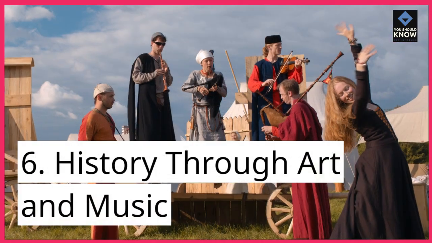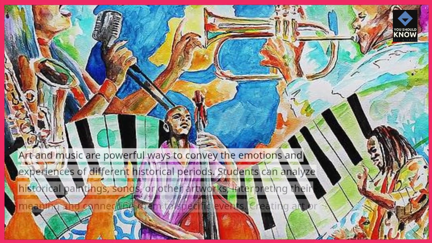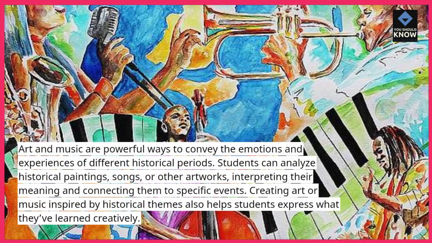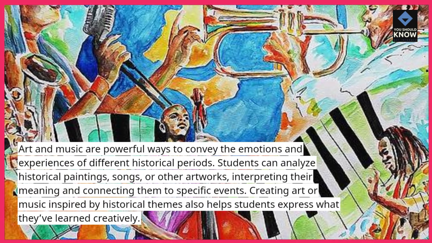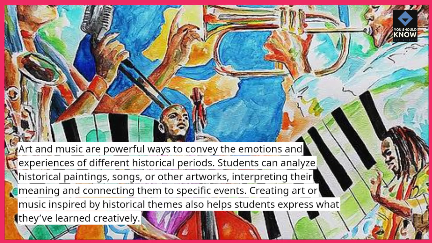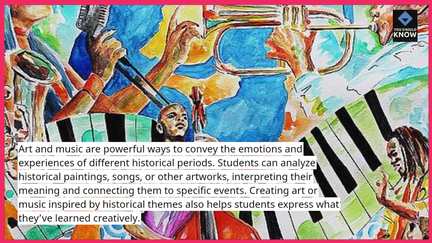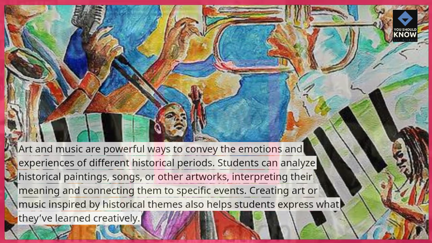6. History through art and music. Art and music are powerful ways to convey the emotions and experiences of different historical periods. Students can analyze historical paintings, songs, or other artworks, interpreting their meaning and connecting them to specific events. Creating art or music inspired by historical themes also helps students express what they've learned creatively.